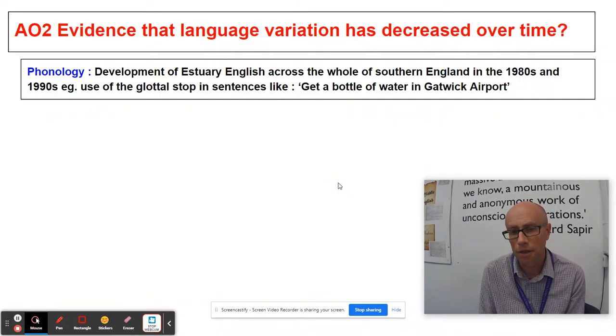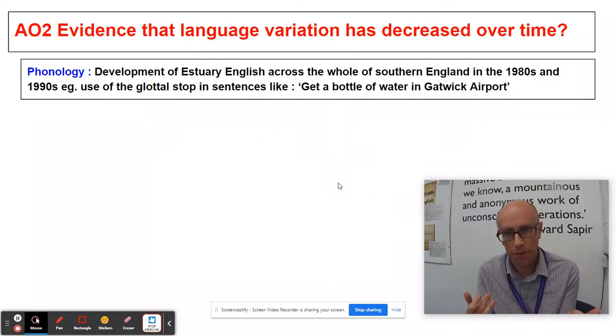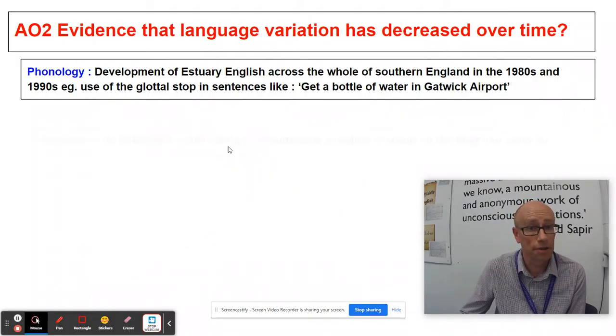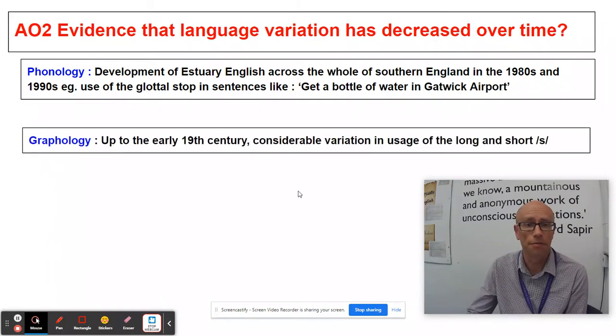So you get uses of things like the glottal stop in sentences, which you can illustrate in that sentence there, with a bottle of water in Gatwick Airport, where I've sort of taken out the t sounds and I've substituted them for glottal stops, as in 'ge'' instead of 'get'. Okay, so you could say that's evidence of language variation decreasing over time.